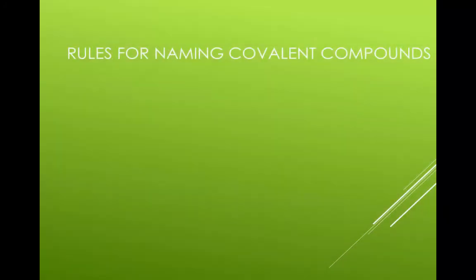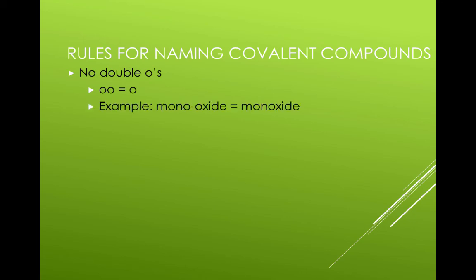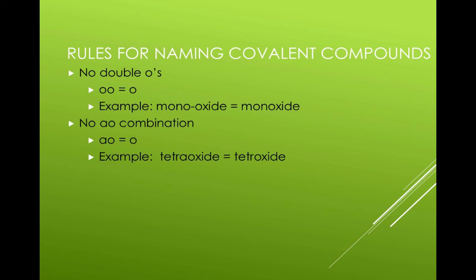A reminder of some rules for naming covalent compounds. First, no double O's. Double O's simply become a single O. An example is monooxide becomes monoxide. The same goes for AO combinations. AO simply changes to O. An example is tetraoxide becomes tetroxide.